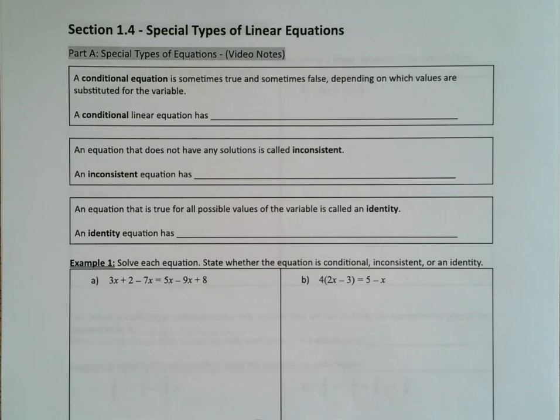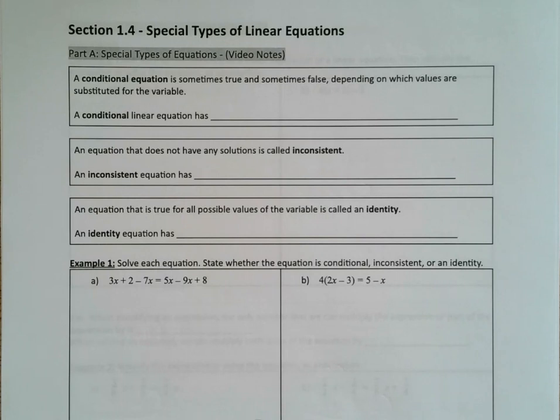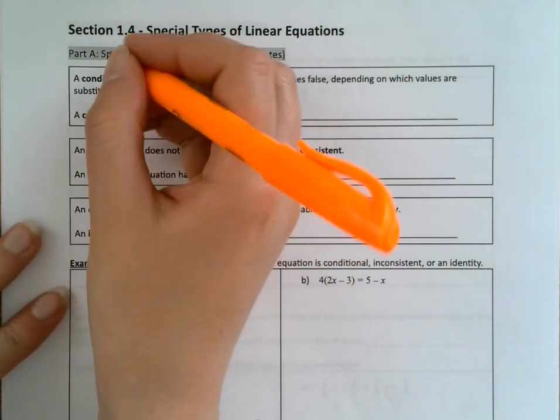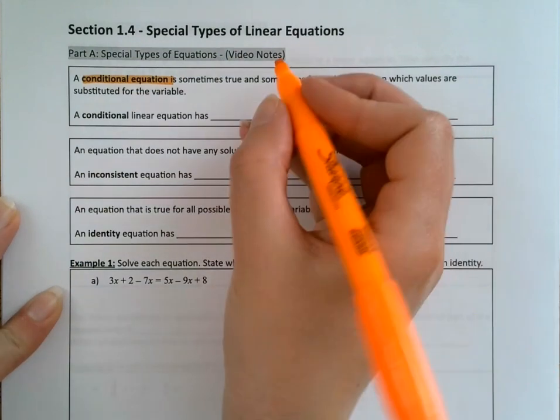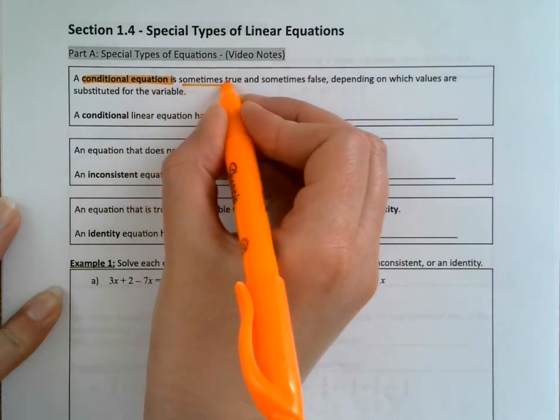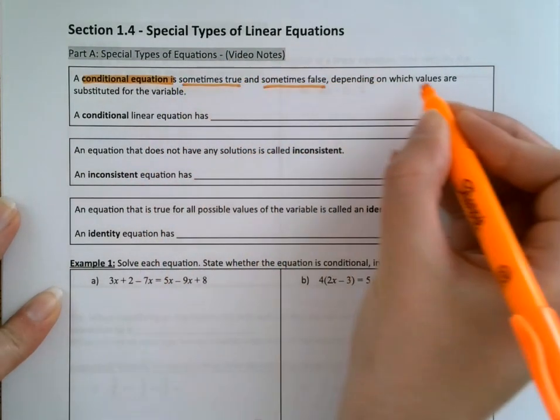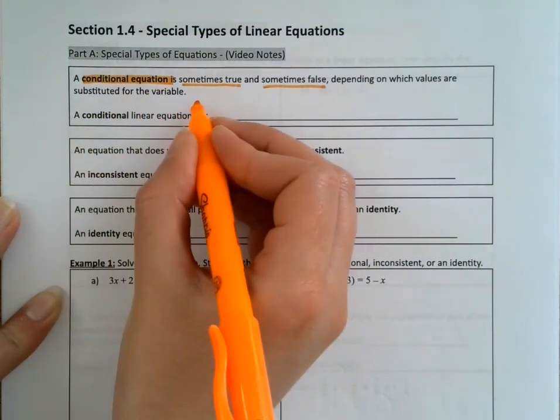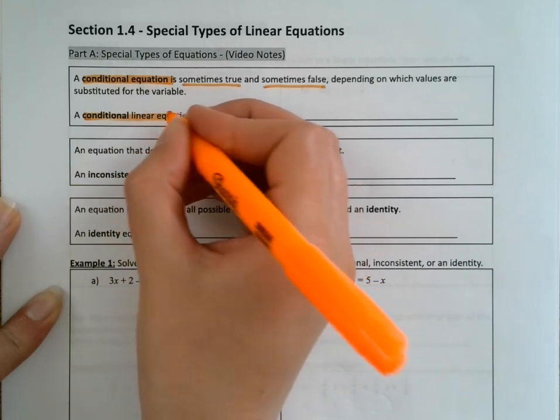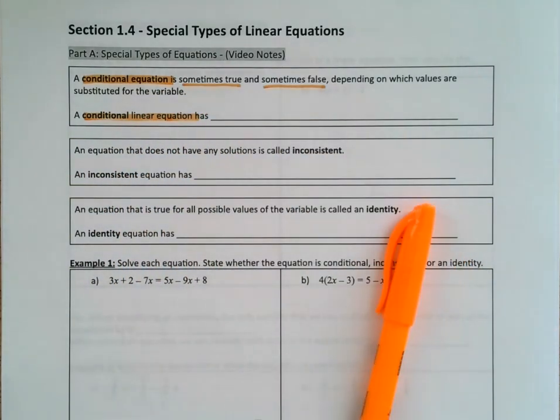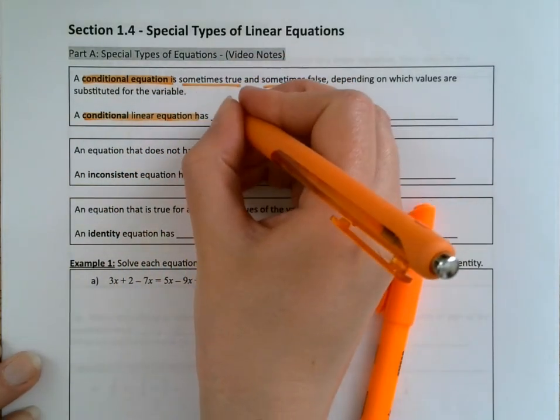Now in section 1.4, this is on special types of linear equations. The first type is the conditional equation. This is actually the type we worked on in the last section. So conditional equations are equations that are sometimes true and sometimes false, depending on which values are substituted for the variable. A conditional linear equation has one solution.